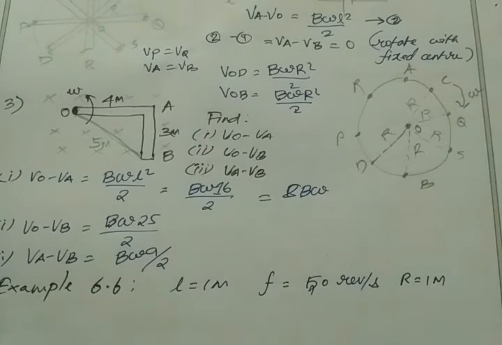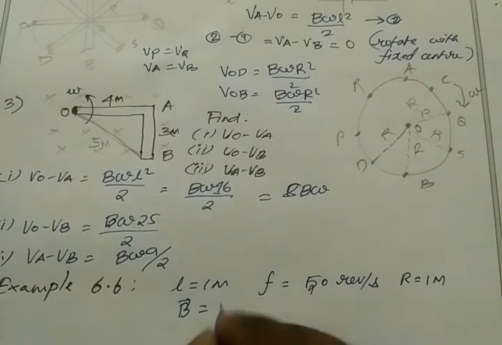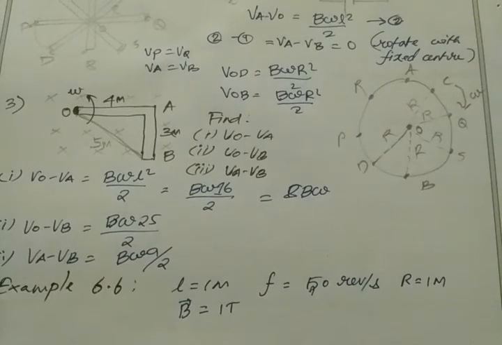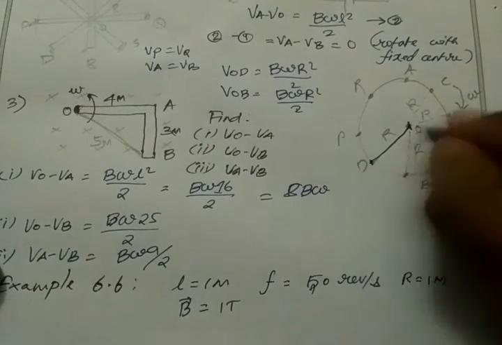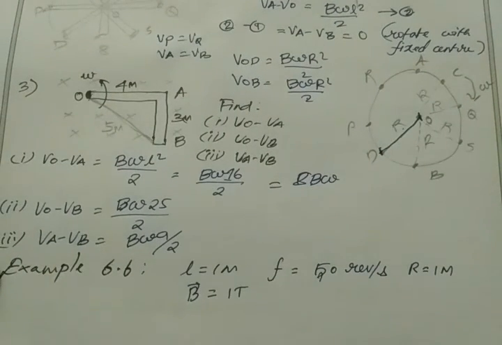We have to find the EMF. The magnetic field is also given, B equal to 1 Tesla. Find the EMF between the center and the metallic ring. The distance is r. What's the formula? You can do it yourself.